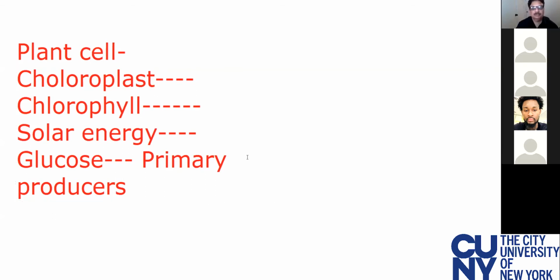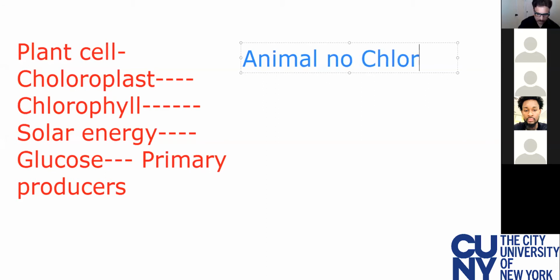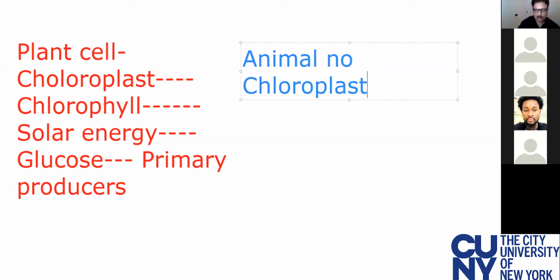Now, in contrast, animal cells. Animal cells don't have chloroplast. No chloroplast. Let's consider humans as a model. Our cells don't have chloroplast. Our cells also have no cell wall.